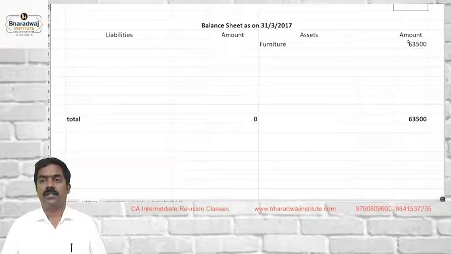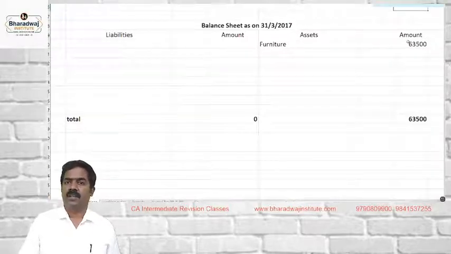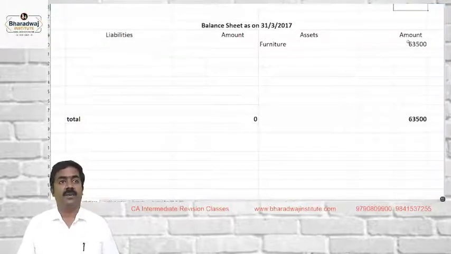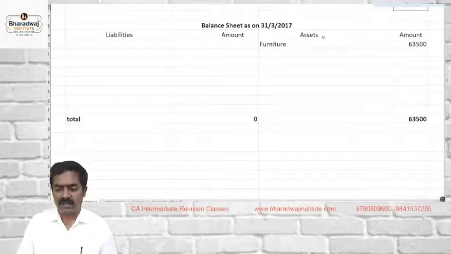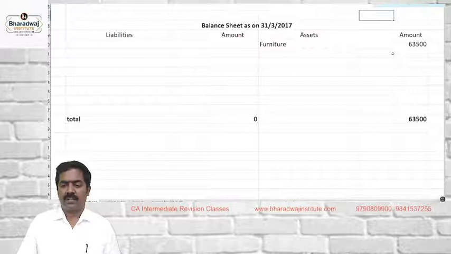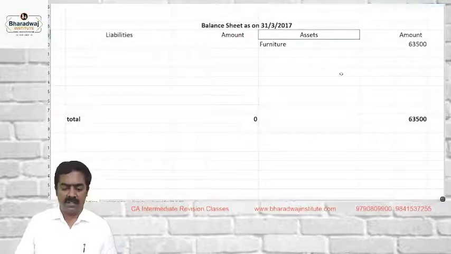Furniture, 63,500, don't deduct depreciation in this. Okay, depreciation we arrived as what? A balancing figure, 60 plus 10, 70, the closing balance was given. So in this, depreciation got adjusted already. Then what is the next one?